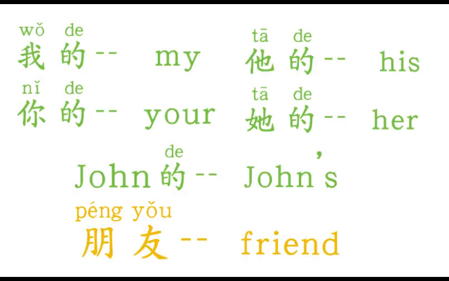Okay, in today's lesson, we have learned how to make possessives using pronouns together with the possessive marker 的, and we also learned the new word, friend, that is, 朋友. And the possessive marker 的 can not only be used together with pronouns, but also with nouns as well.